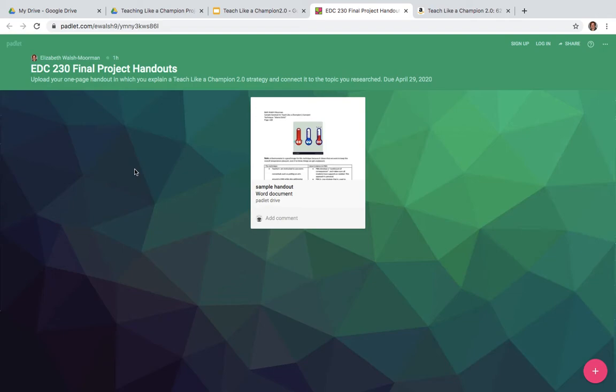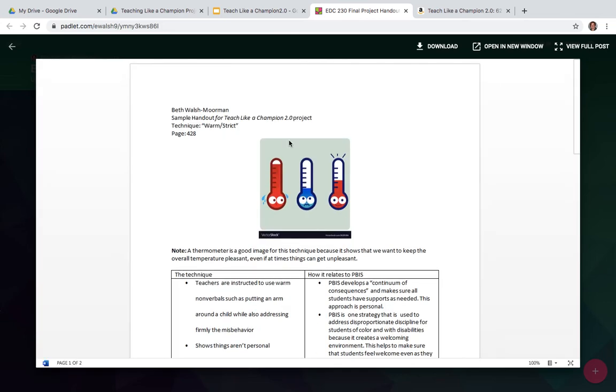This website using Padlet, you're going to upload a very simple handout where in the handout you are going to be sharing, condensing.